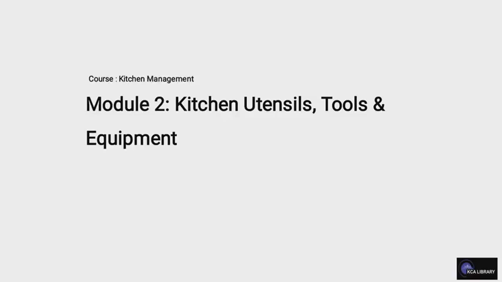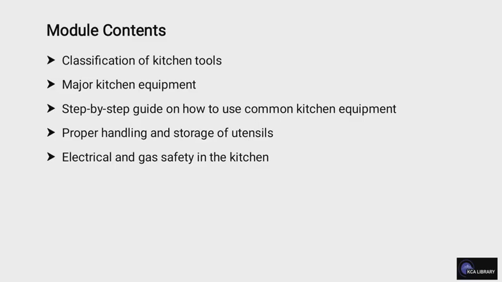Hello, welcome to class. This is the second module in kitchen management, and we'll be looking at kitchen utensils, tools, and equipment. We'll be looking at classification of kitchen tools, major kitchen equipment, a step-by-step guide on how to use common kitchen equipment, proper handling and storage of utensils, and lastly, electrical and gas safety in the kitchen.